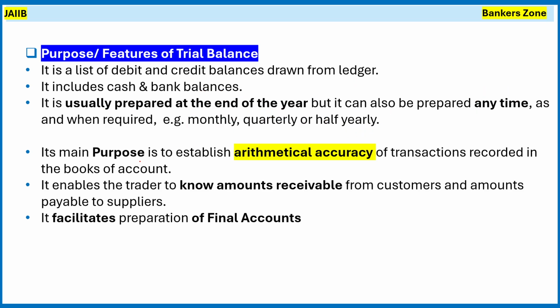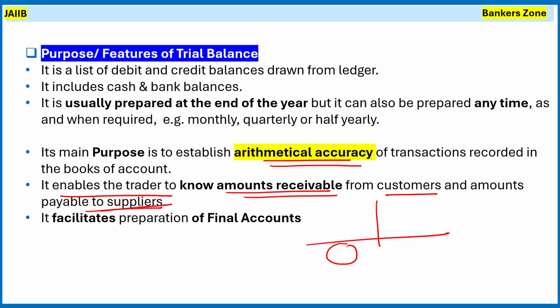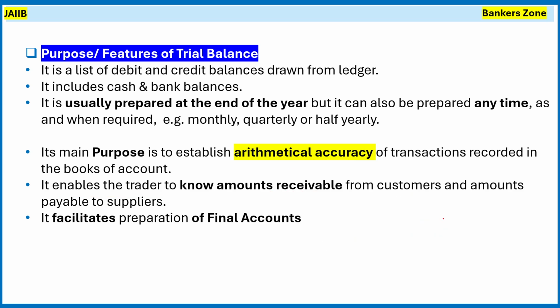Okay. The main purpose is to establish the arithmetical accuracy. See, when the debit and credit match, at that time you can say arithmetically it is accurate, right? So, purpose is simply we have to establish the arithmetical accuracy so that in the final accounts there will be no mismatch. It enables the trader to know the amount receivable from the customer and amount payable to the supplier. We are calculating total debit, total credit. So based on that, you can easily judge how much we have to pay in total and how much we have to get from the customers. Okay.